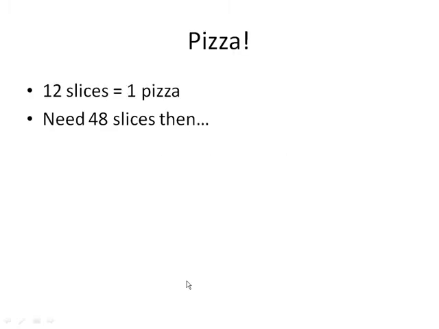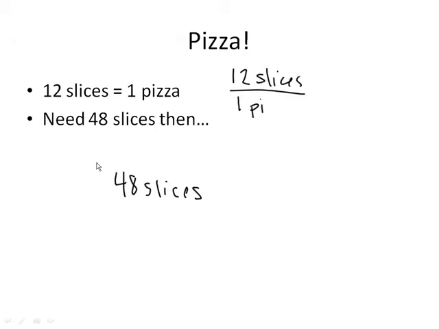So first off, let's consider pizza. Most pizzas have 12 slices of pizza in them. So if I need 48 slices of pizza for a party, then it makes sense that I would say, I have my 48 slices, and I know that there's this ratio of 12 slices to one pizza, which is the same as saying 12 slices over one pizza. Or I could say equally one pizza over 12 slices.